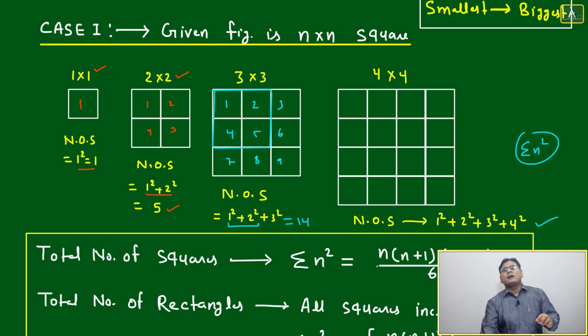Just make another square. I am 100% sure you will be able to get the pattern. It will take hardly 2 to 3 seconds. It is not going to take you 1 minute or 2 minutes. You will get the pattern.